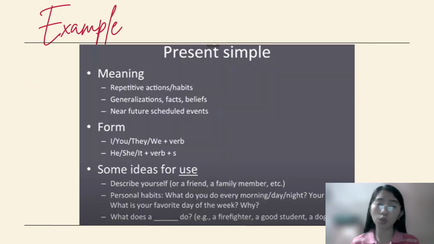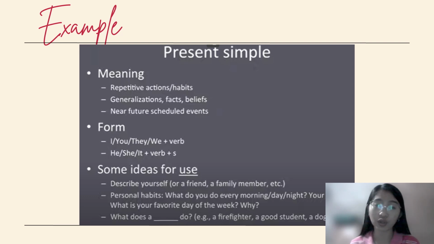If we are going to use the three-dimensional grammar framework in application with teaching, let's say, for example, the topic is present simple. For the meaning: repetitive actions or habits, generalizations, facts or beliefs, near future scheduled events. Under form, the students might use I, you, they, we plus verb. Then they can also use he, she, it plus verb plus s.